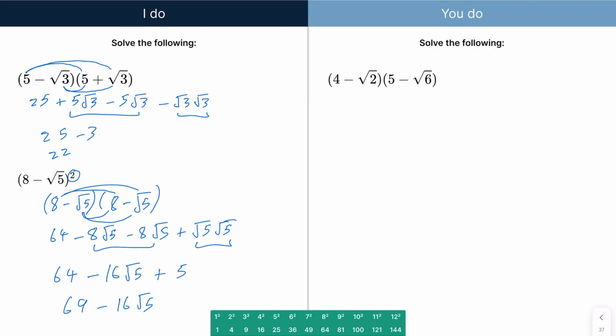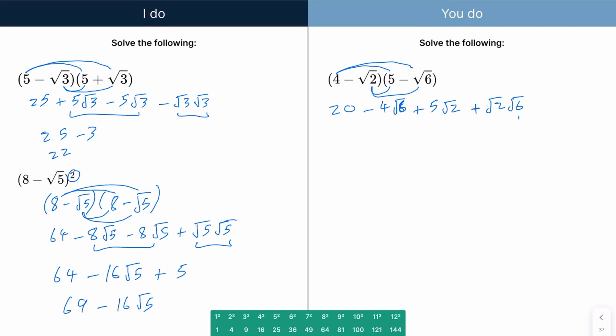So hopefully you pressed pause and had a correct example on the right. So that's going to be 4 times 5, which is 20. And then 4 times minus root 6. And then 5 root 2. Just make sure that looks like a 6. And then they're both negatives, so that becomes a positive root 2 root 6. So looking at this, what can we tidy up?